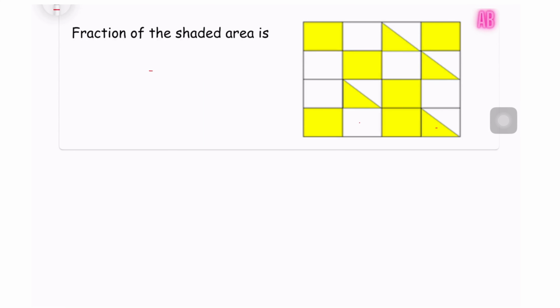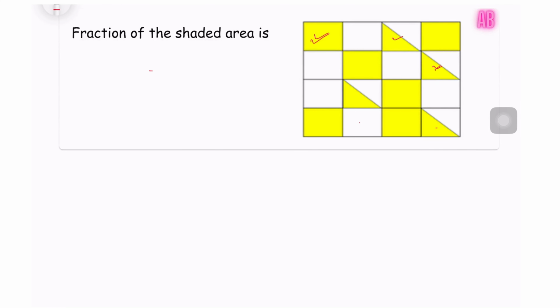Okay, so in this figure, they are asking the fraction of the shaded area. This fraction question is a bit tricky because here you will see that there are two patterns. Number one is this type of square which is fully shaded, and then there are these types of squares which are half shaded. When you combine two half shaded boxes, you will get one fully shaded box. So we have to be careful about the half shaded boxes.